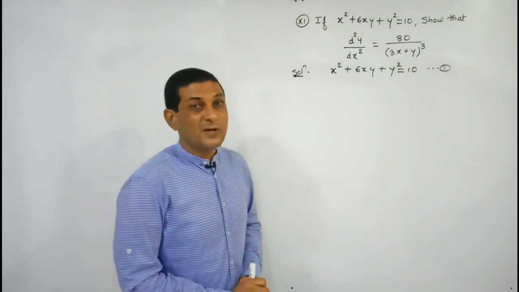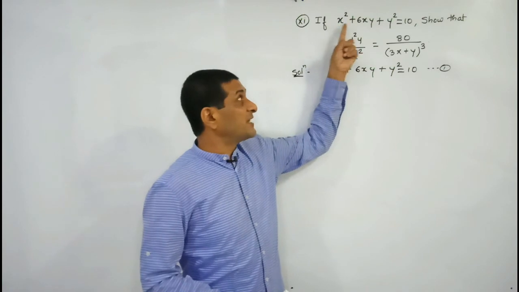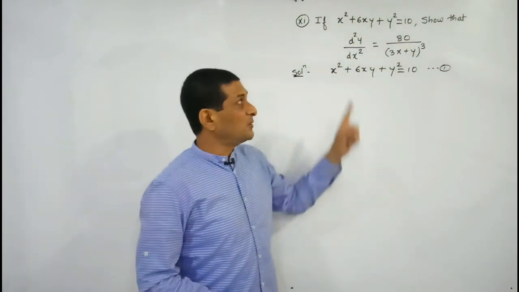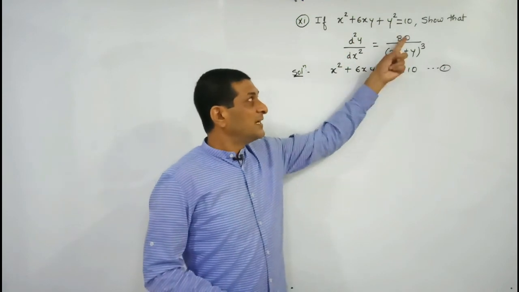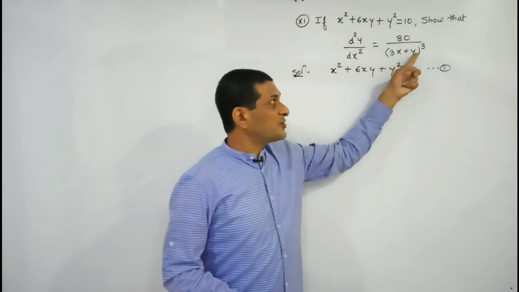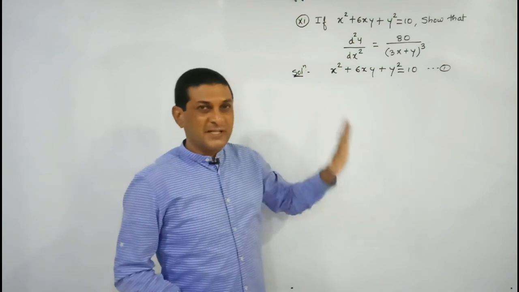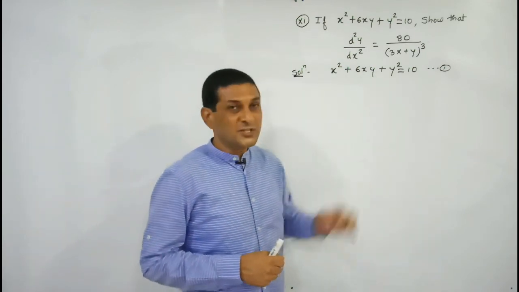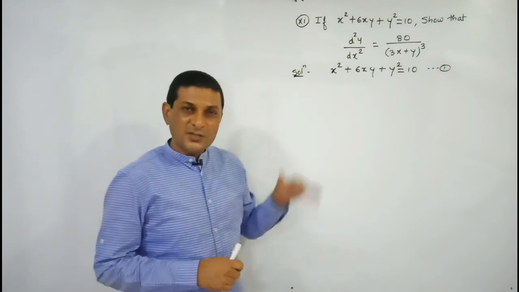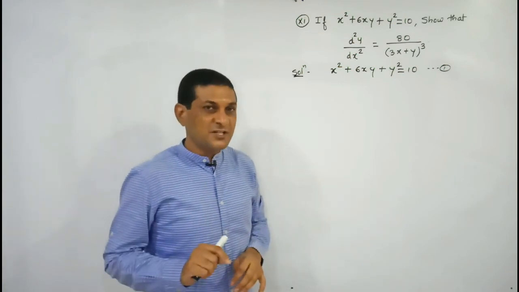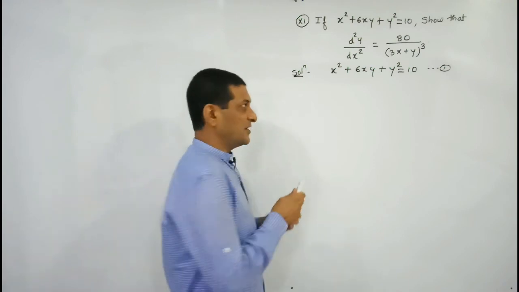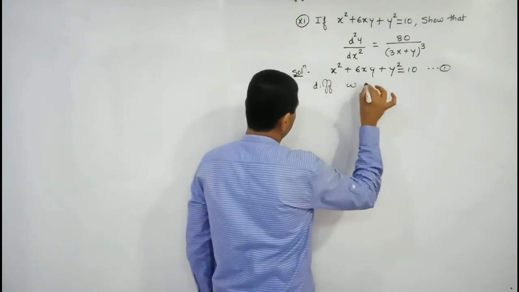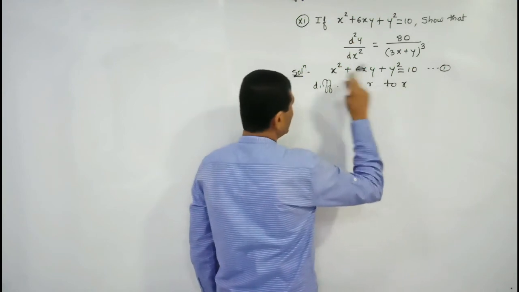In this example, a homogeneous equation is given to us: x square plus 6xy plus y square is equal to 10, and we have to show that its second order derivative is 80 upon (3x plus y) whole cube. So we have considered this equation, and we can easily observe that such a function is called an implicit function. First let us differentiate it and find the first order derivative. So we are differentiating this given function with respect to x. Let us see what we get here.